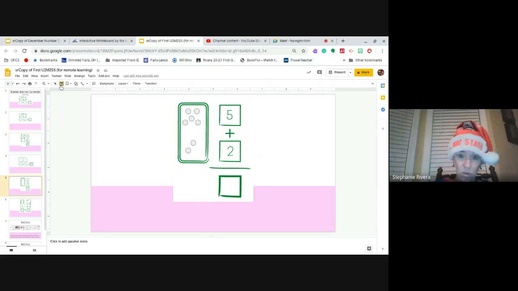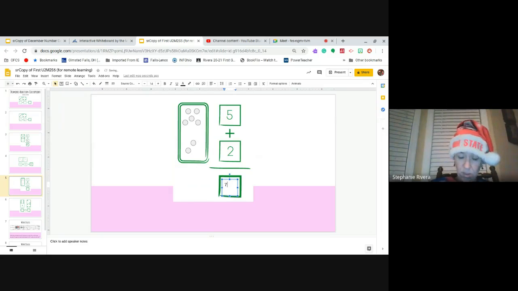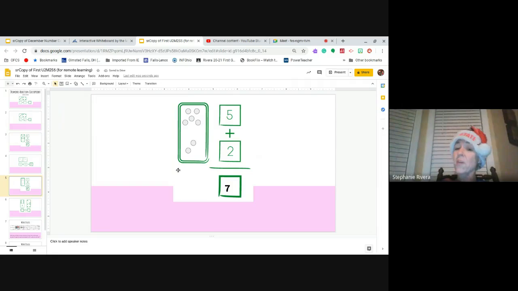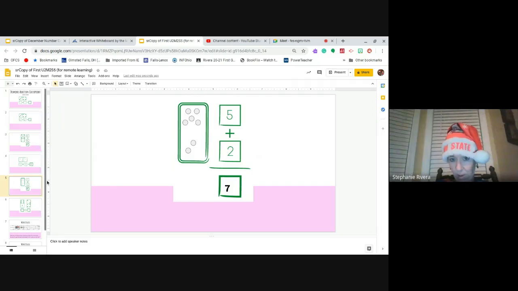And then we're going to make sure that we write the correct number in the box, right? We figured out that it was 7. So who can read that problem for me? And I know you're saying, oh, you're being silly. Why are you making us read it? But we have to make sure that we know these correctly. 5 plus 2 equals 7. This line is like our equal sign, right? 5 plus 2 equals 7.